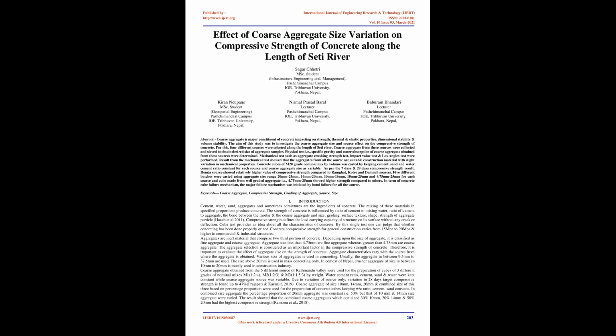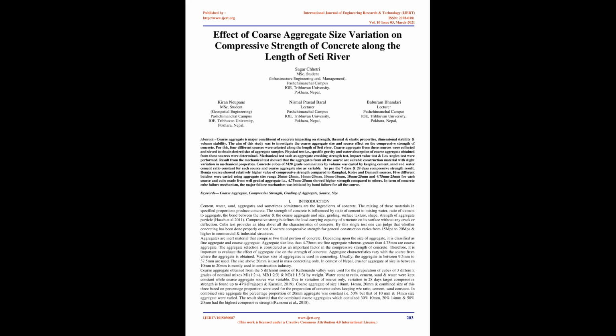Mechanical tests such as aggregate crushing strength test, impact value test and Los Angeles test were performed. Results from the mechanical tests showed that the aggregates from all the sources are suitable construction material with slight variation in mechanical properties. Concrete cubes of M20 grade nominal mix by volume were cast by keeping cement, sand, and water cement ratio constant for each source and coarse aggregate size as variable.